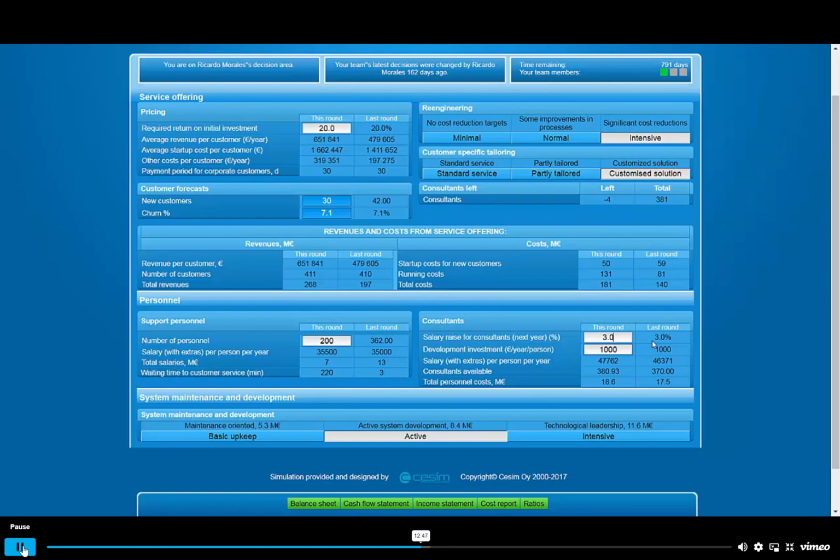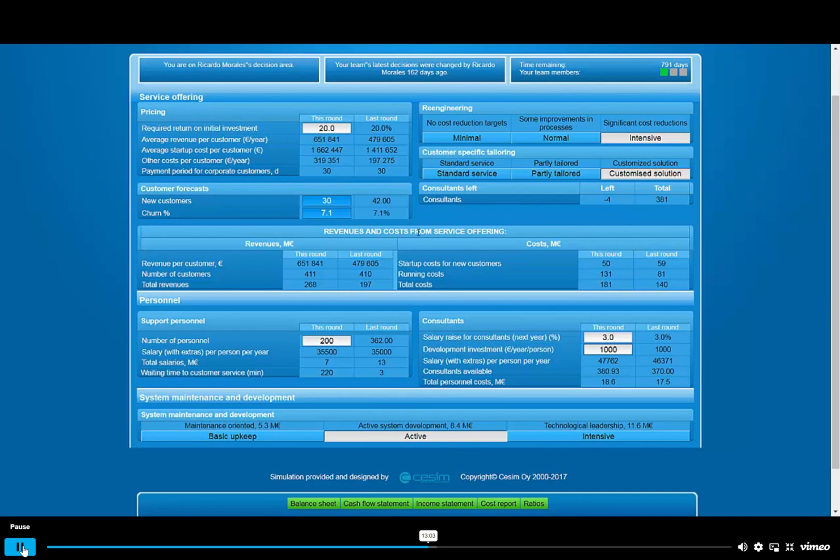So if you want to be heavily focusing on the corporate sales with complex offerings, then you probably need to consider investing into these factors in order to make more consultants available for your projects.